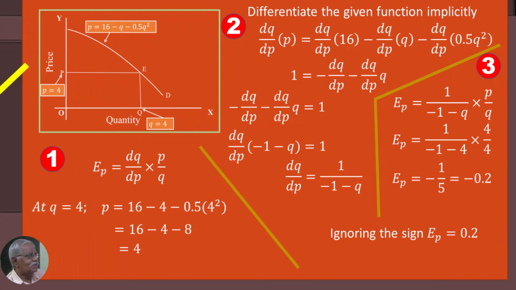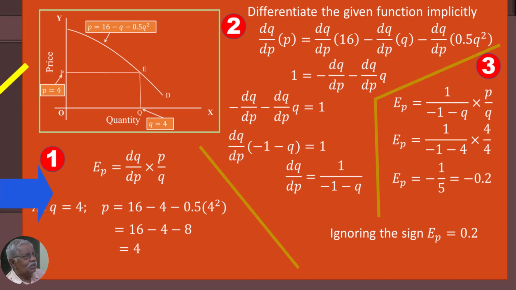Look at this graph. We have to find the elasticity of demand at point E. The formula we are going to use is dq by dp into P by Q. We have to know the value of dq by dp and P by Q. We know the value of Q, it is given 4. Substitute this value in the function and find the value of P. It is also 4. We now have the value of Q and P. Then what is the value of dq by dp?